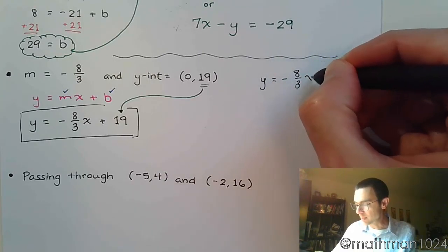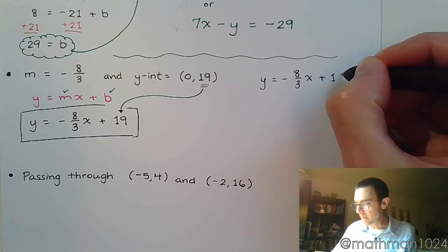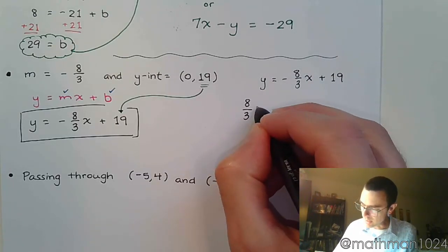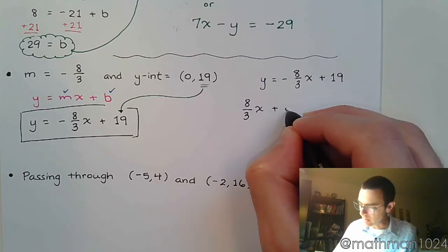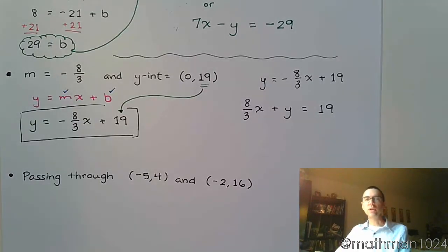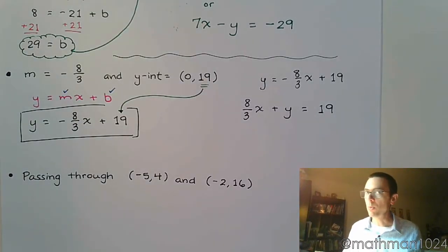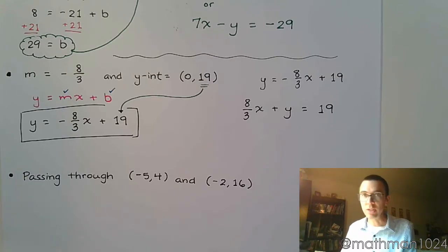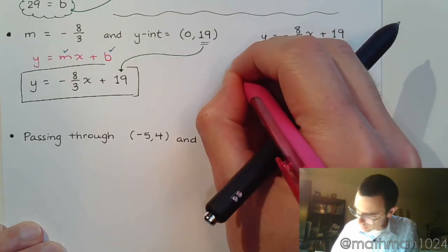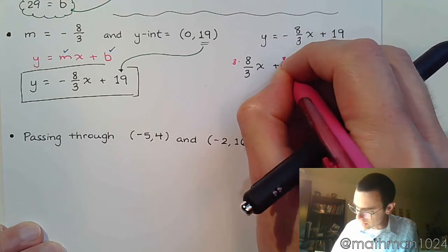So the first thing is to go ahead and move the x term to the other side. So that would give you a positive 8/3 x plus y equals 19. And with standard form, we don't like to leave fractions, so we would need to multiply everything here times the LCD, which is just 3. So we're going to multiply every term here times 3.